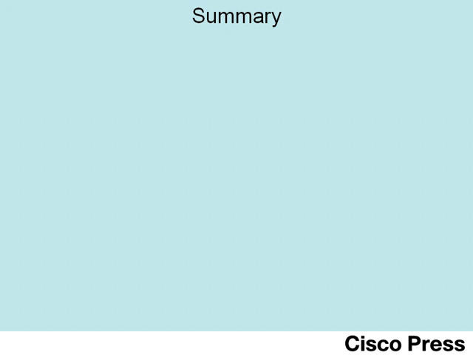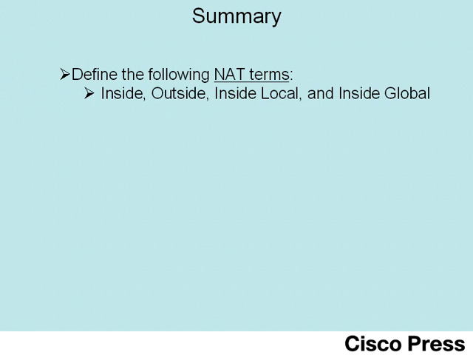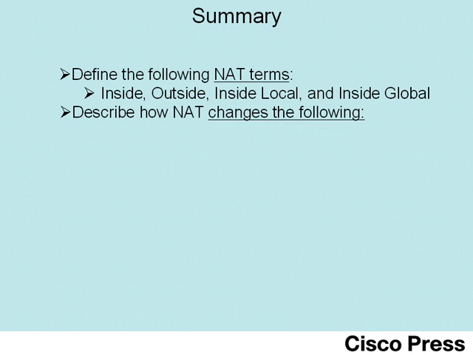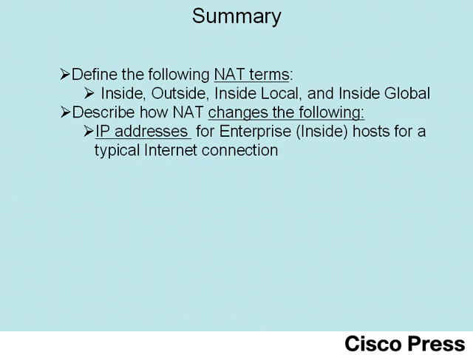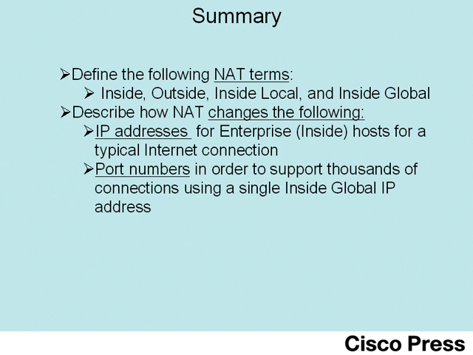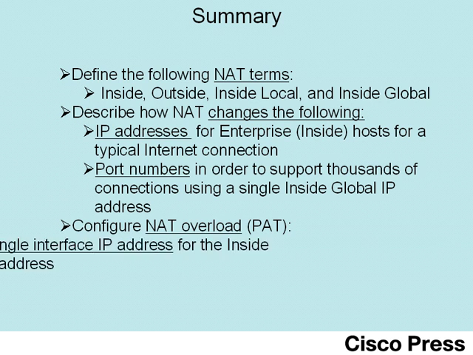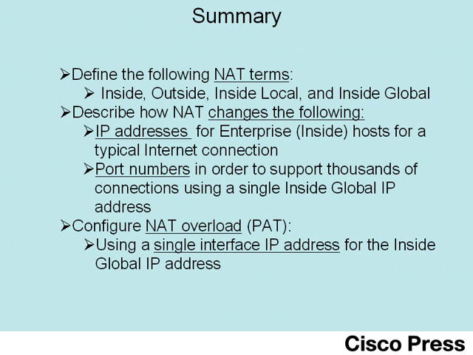In this lab, we've defined several NAT terms, including inside, outside, as well as inside local and inside global IP addresses. We've also shown you how NAT changes both IP addresses as packets flow from the inside to the outside parts of the network, as well as port numbers as need be in order to multiplex lots of different connections over a single globally routable IP address. We've also looked at the configuration for NAT overload, in particular the configuration that uses a single interface IP address as the inside global address.